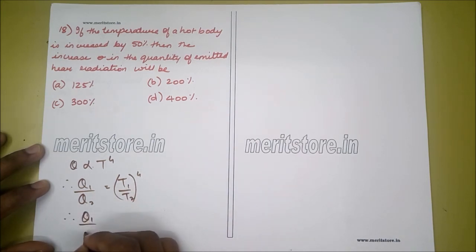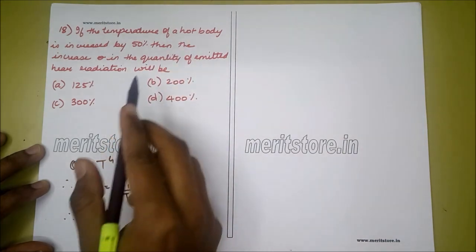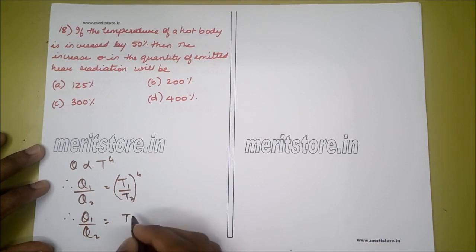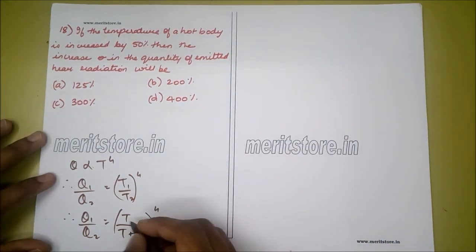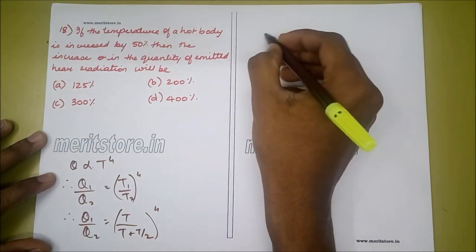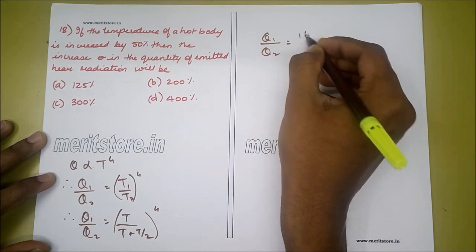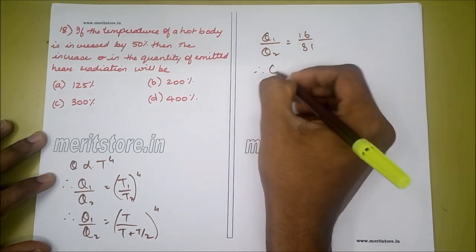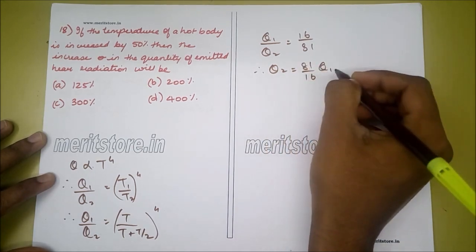So therefore Q1 upon Q2 is equal to, the temperature is increased by 50%. So let's say T1 is equal to T, and therefore T2 would be T plus T by 2, raised to 4. So now solving this part, we get Q1 upon Q2 as 16 upon 81. So therefore Q2 is equal to 81 upon 16 times Q1.